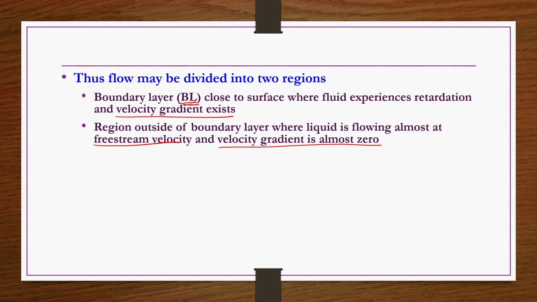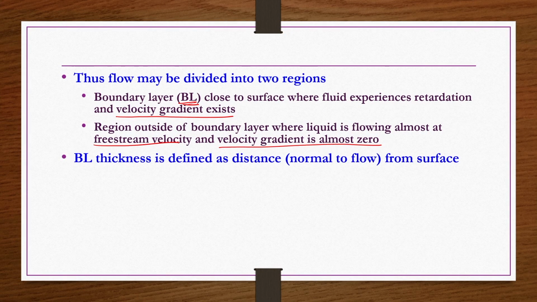So, the flow region above the solid surface can be grouped into two regions. One region in which the velocity distribution occurs and the velocity gradients are significant or existing. Another region where the velocity is equal to the free stream velocity or the velocity gradients are almost equal to 0, right. So, the flow domain is separated into these two regions. The interface between these two regions is known as the boundary layer.